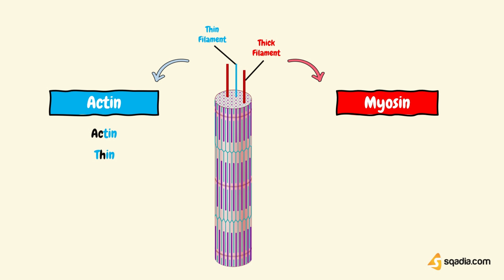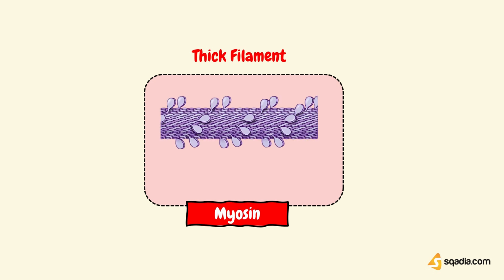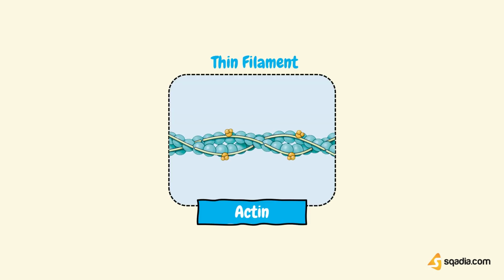Now let's discuss the structure of actin and myosin in detail. First is the thick filament. Each thick myofilament consists of hundreds of myosin molecules stacked together, with the myosin heads facing outward. The myosin molecule, which makes up the thick myofilament, is shaped like a golf club with a globular head and shaft-like tail. Other is the thin filament, consisting of two chains of the contractile protein actin.